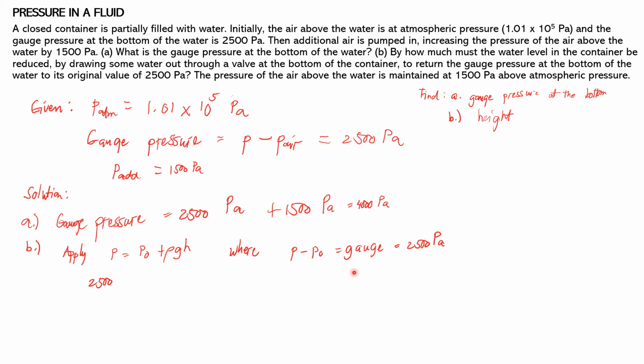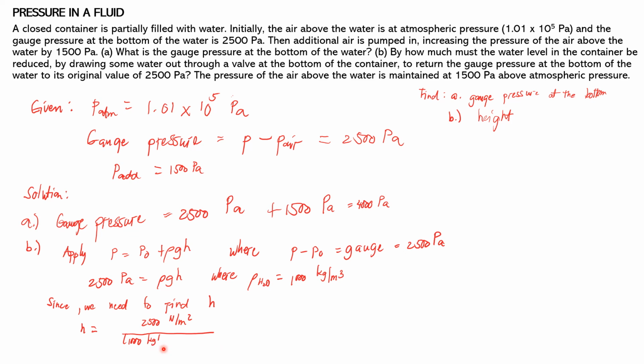And this 2,500 Pascal is equal to rho g h from this formula. Where rho here is the density of water, and that is equal to 1,000 kilogram per cubic meter. And since we need to find the height, by manipulating this formula, we can find the height as 2,500 Newton per square meter over 1,000 kilogram per cubic meter for the rho, times 9.8 meter per second squared for g, and that is equal to 0.255 meters. And that is the height.